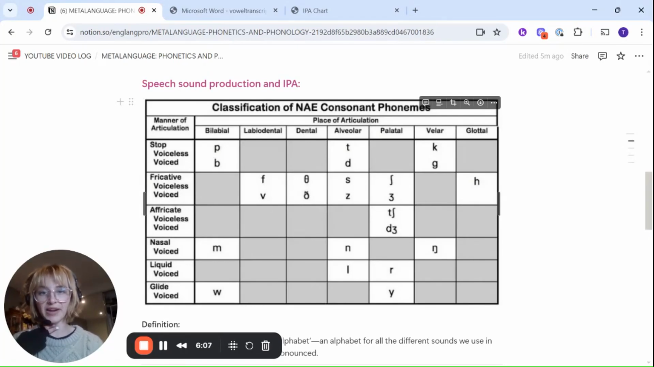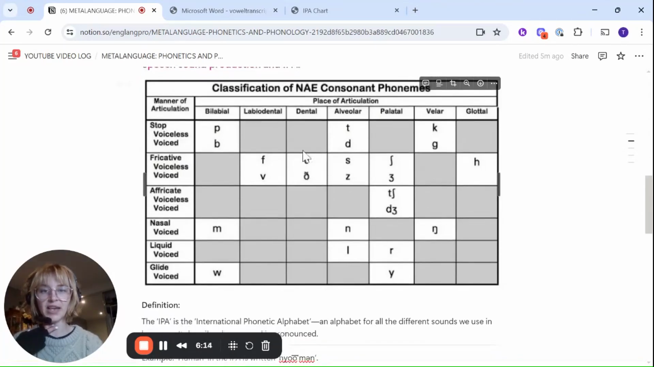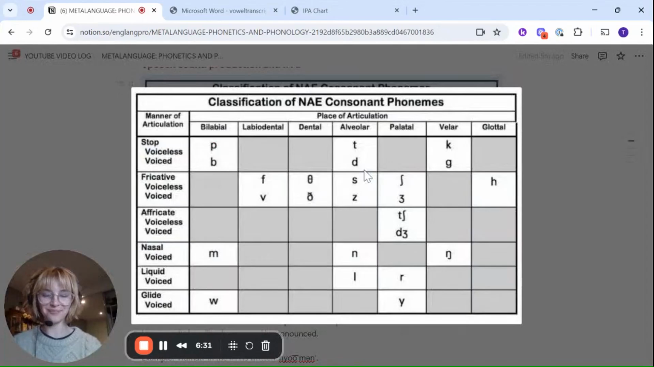Or even better, labiodental f or v. V is voiced, f is unvoiced. Here you've got th, which is unvoiced, or the, which is voiced. S, z is probably the best one, actually. I should have gotten you guys to do the fricative alveolar ones first. But actually, now that we're here, I've got a beautiful table here.